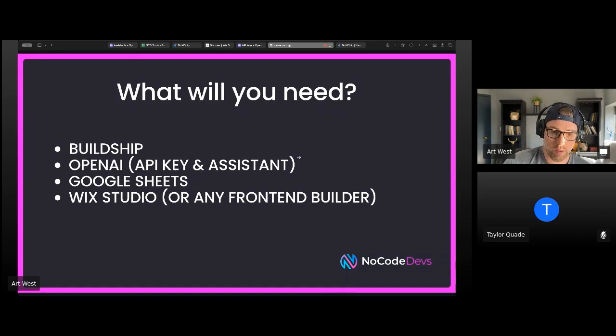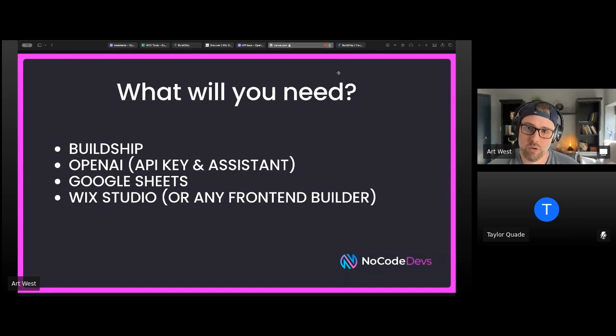We're going to use an OpenAI assistant and an OpenAI key for this, which you can easily create. I'm going to show you how to do that. We're going to be using Google Sheets to interact with Buildship, but you could use all kinds of different data sources, including traditional databases or something simple like Google Sheets. And then we're going to be using Wix Studio for the front end, and I'm going to show you how to put the chatbot that we build on the front end of a website. But you could use any front end builder that you would like, as long as it accepts a custom code snippet, because that's how we're going to embed it in our site. So those are the tools that we need. Super simple. And we're going to start with Buildship.